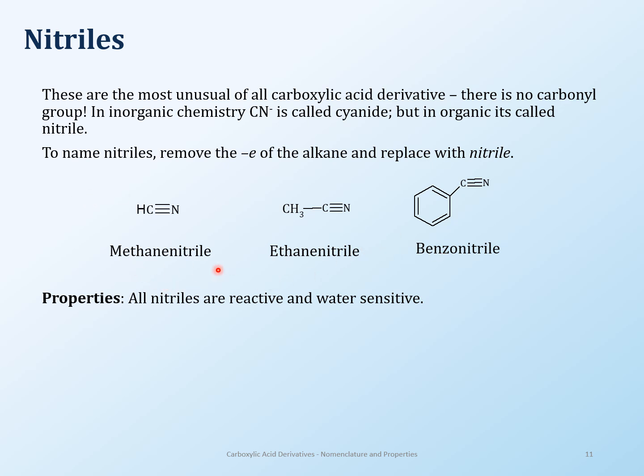As you can see, methane nitrile, ethane nitrile with two carbons. Now, if you had this in inorganic chemistry, you would probably call it hydrogen cyanide, right? HCN. But in organic chemistry, because we are focusing on the carbon and the number of carbons, that's methane nitrile. So we're looking at this cyanide as actually a nitrile group. Ethane nitrile, benzonitrile, very straightforward. Nitriles are all very reactive, and they're all water sensitive. That's why, when initially learning functional groups, you don't learn about nitriles, because they're very reactive.